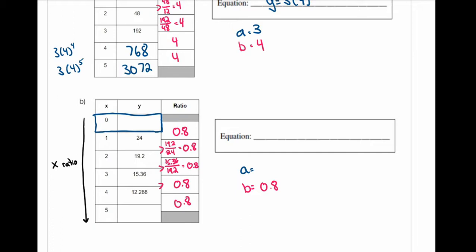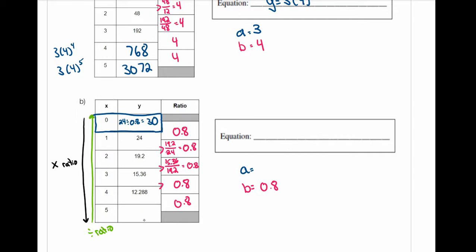If I want to go in the other direction, so if I want to go up my table, I have to divide by the ratio. So if I'm going backwards, 19.2 divided by 0.8 gives me 24. And I can use that to fill in the next square, because I can do 24 divided by 0.8, which gives me 30. So that's how I can use the ratio to figure this out. Multiply by the ratio if we're going down, divide by the ratio if we're going up.